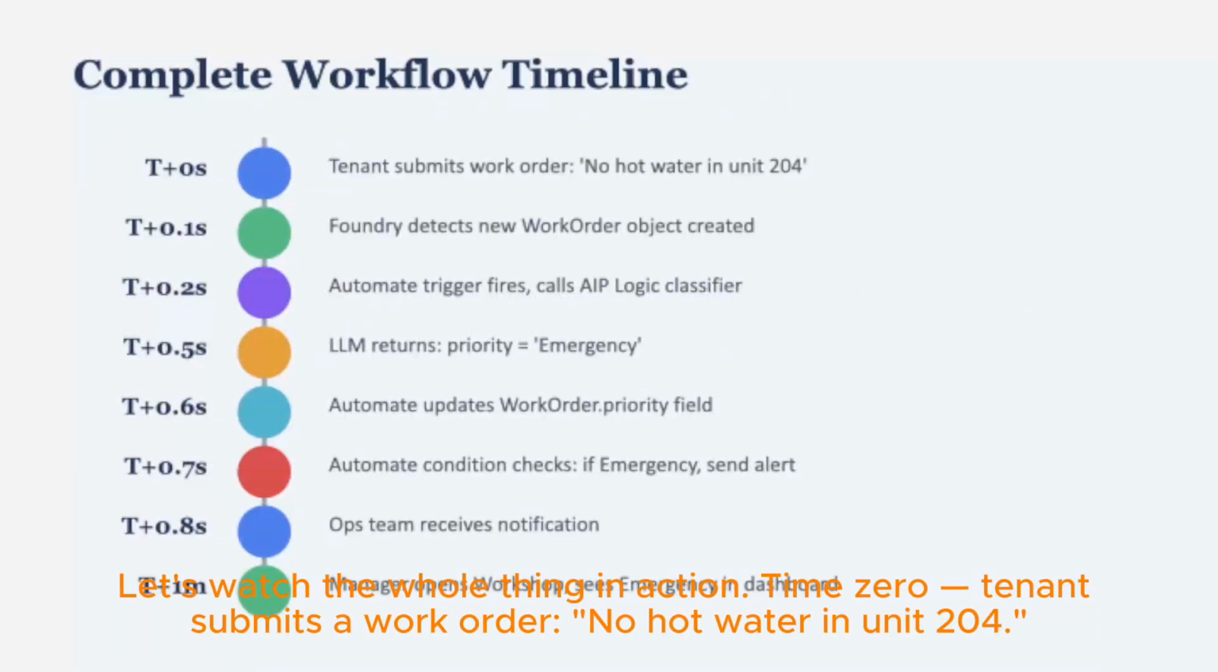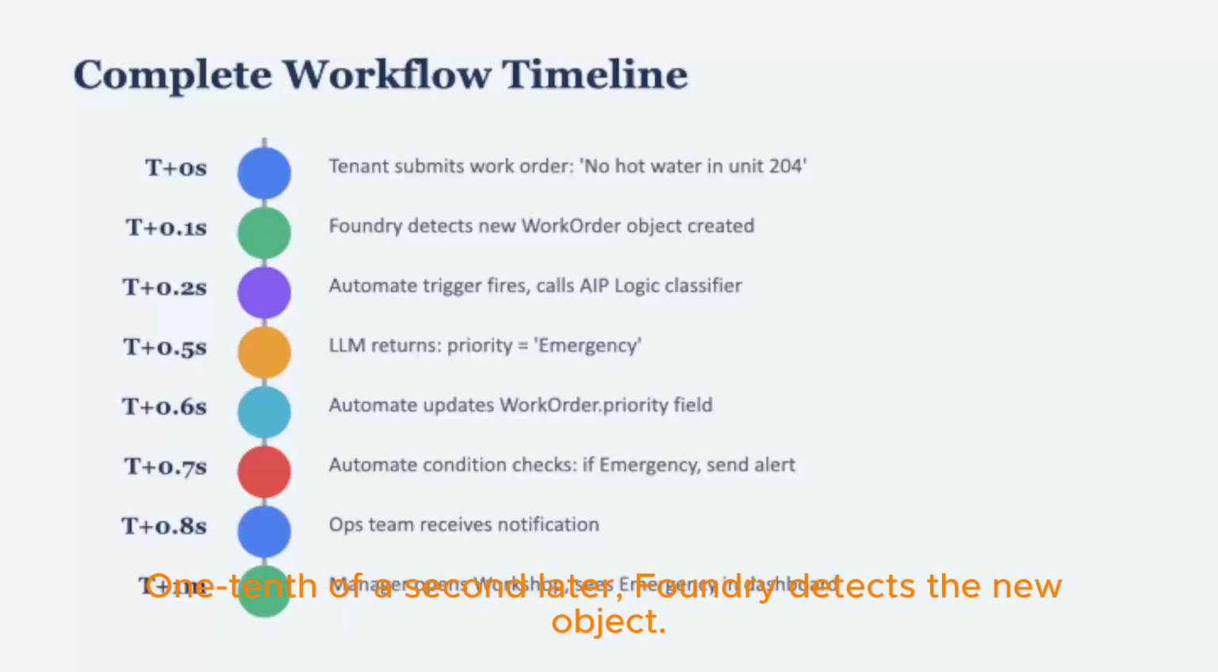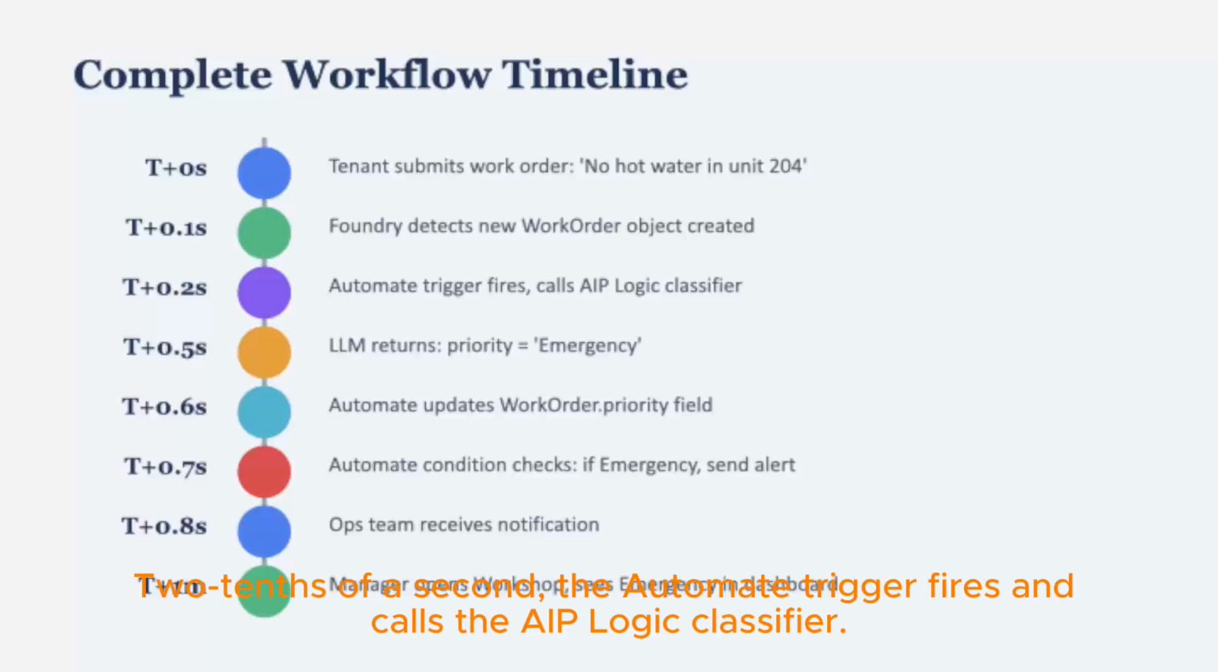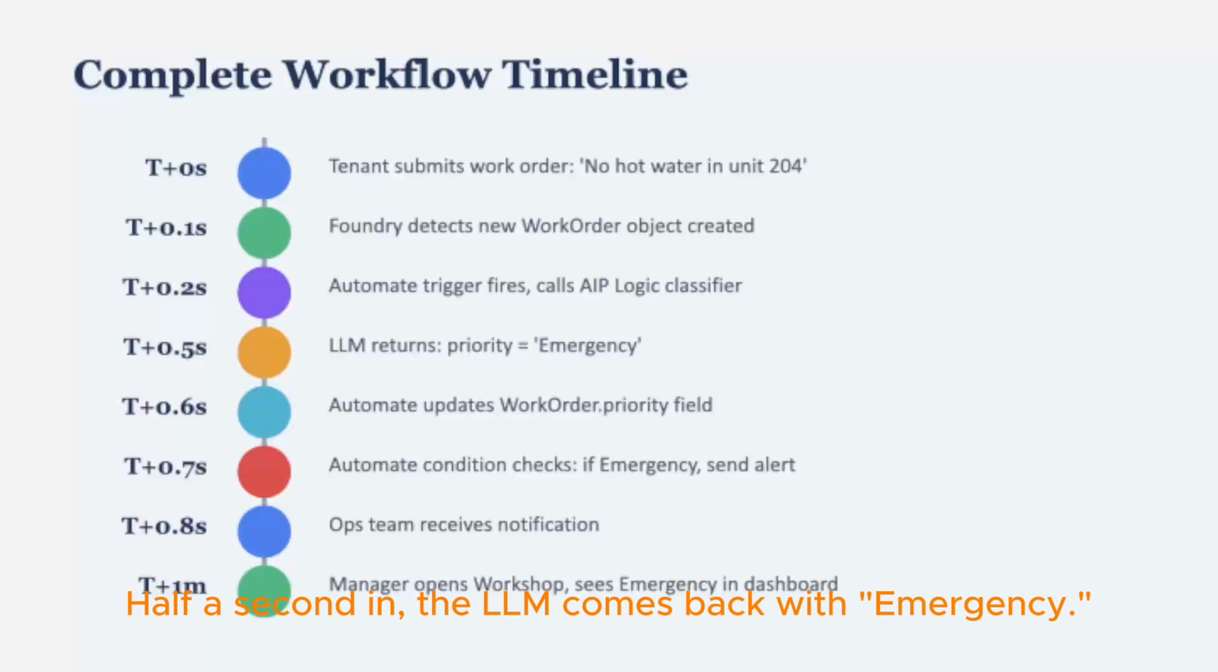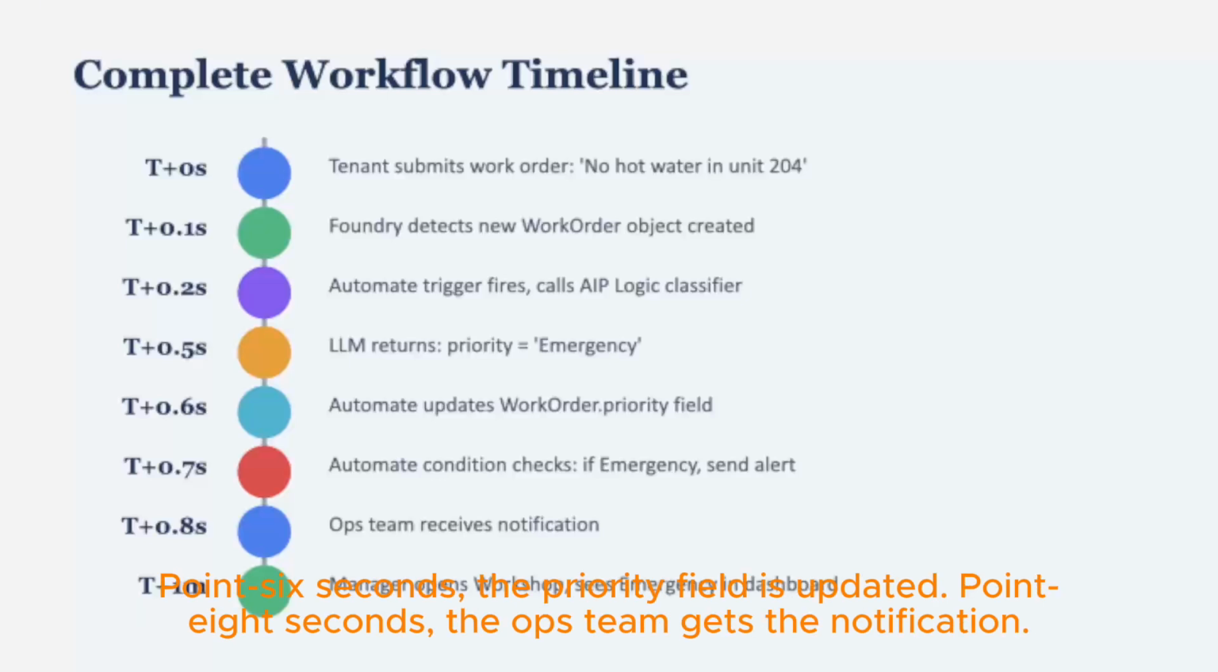Let's watch the whole thing in action. Time 0. Tenant submits a work order. No hot water in Unit 204. 1/10 of a second later, Foundry detects the new object. 2/10 of a second, the automate trigger fires and calls the AIP logic classifier. Half a second in, the LLM comes back with emergency.